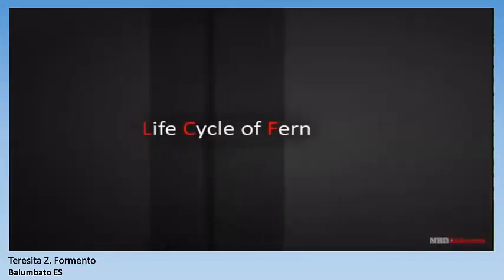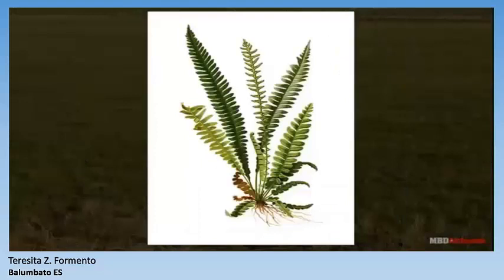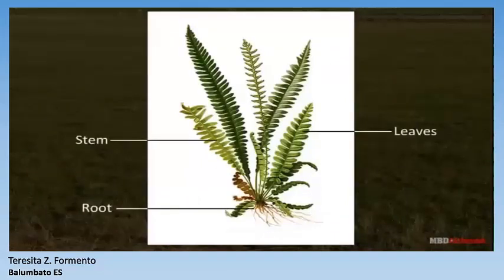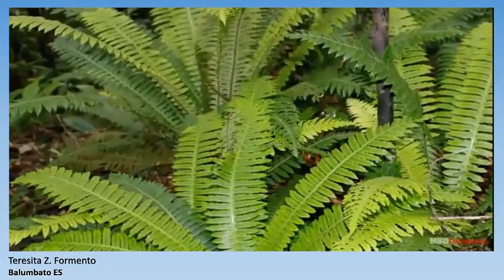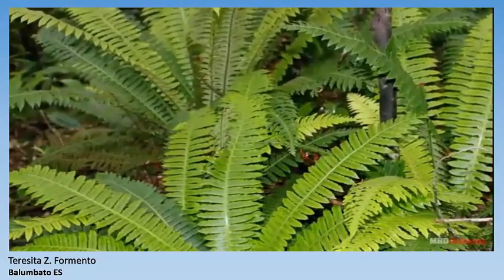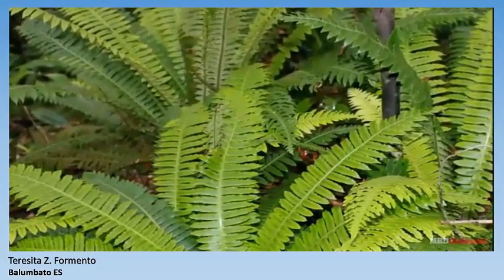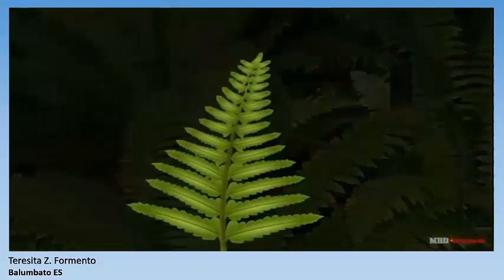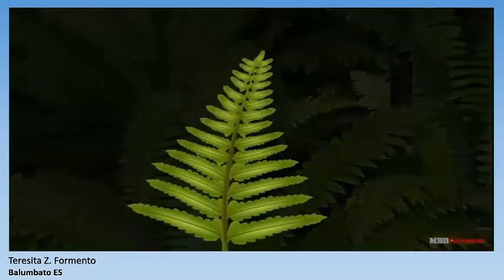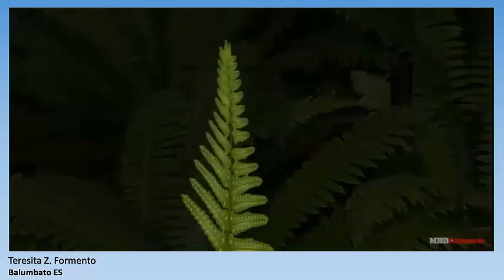Life cycle of fern. The plant body of fern is divided into root, stem and leaves. Leaves are the only aerial part of the plant body. Stem is represented by an underground rhizome. Rhizome is densely clothed with numerous scales or ramenta. Leaves are large, compound and look like a branch, hence named frond.